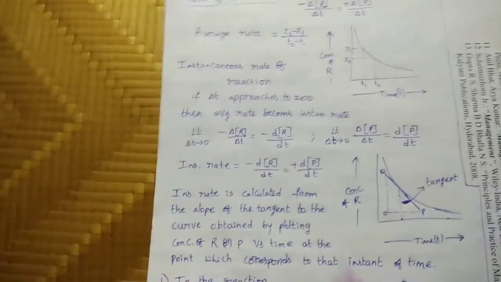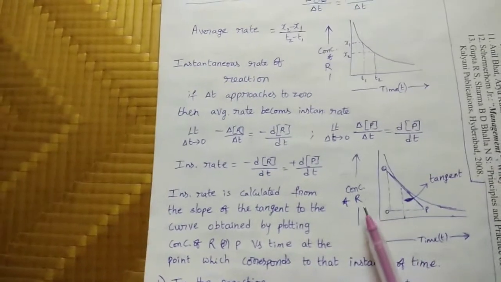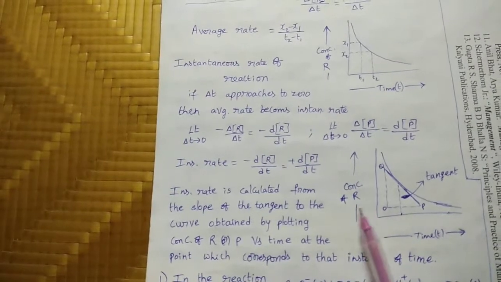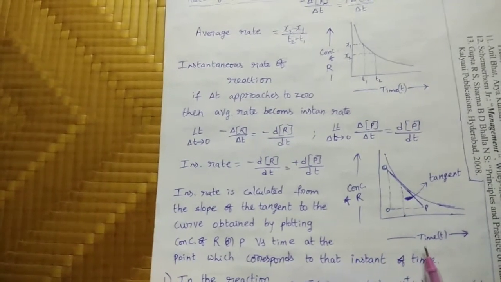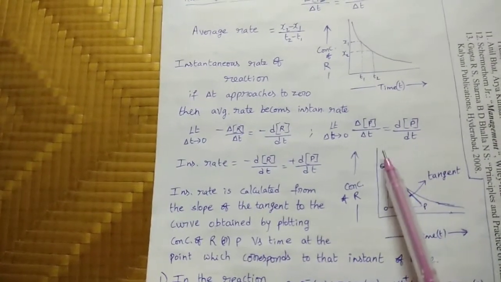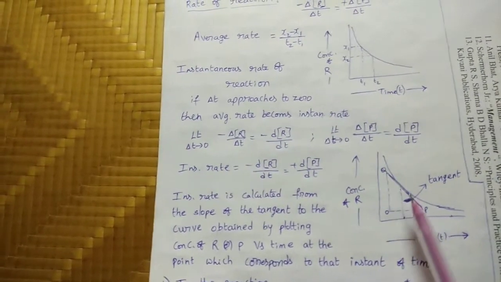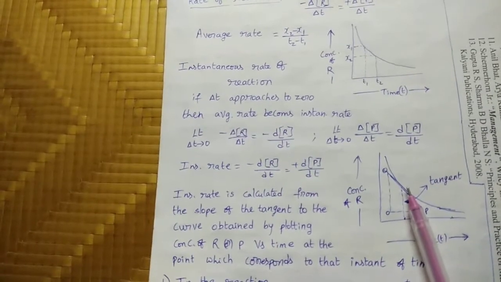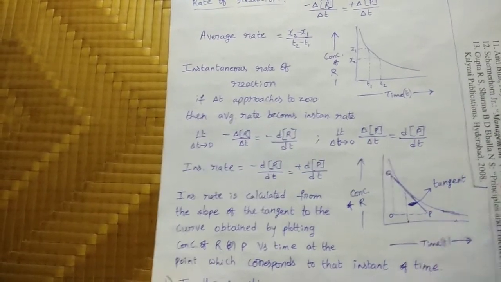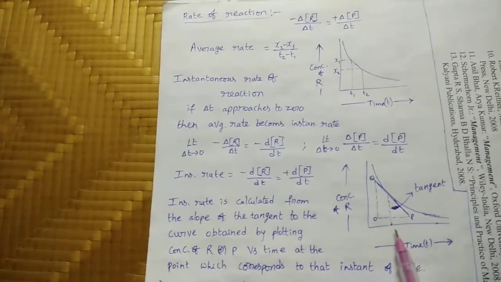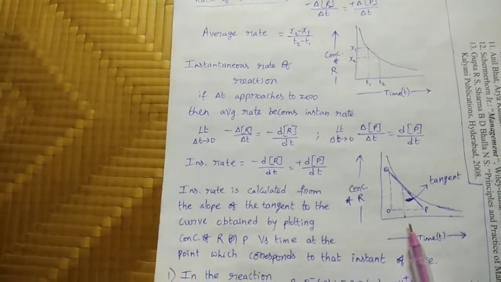Now see this graph related to this. Concentration of the reactants is taken on the y-axis and time t on the x-axis. Then we can get this type of curve. To this curve, draw a tangent. This is the tangent. To this tangent, if we draw a line which touches the time axis at a particular instant of time.